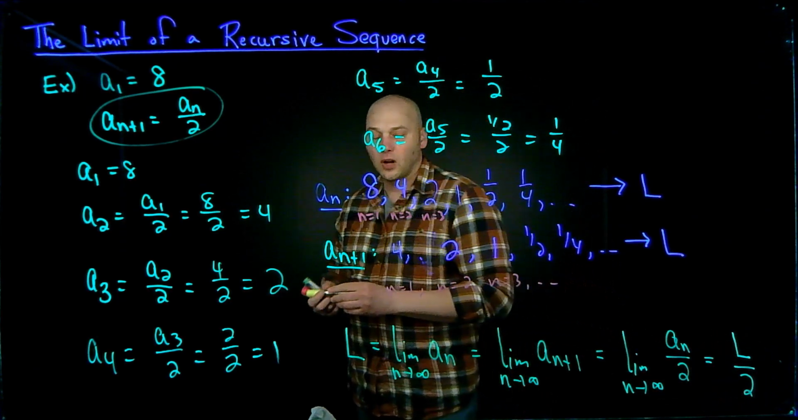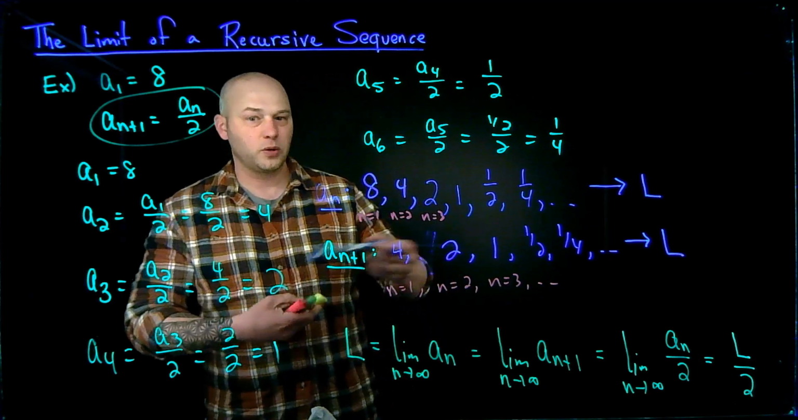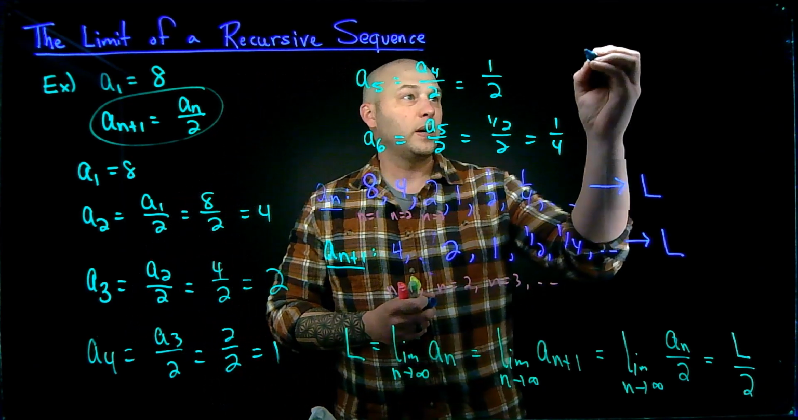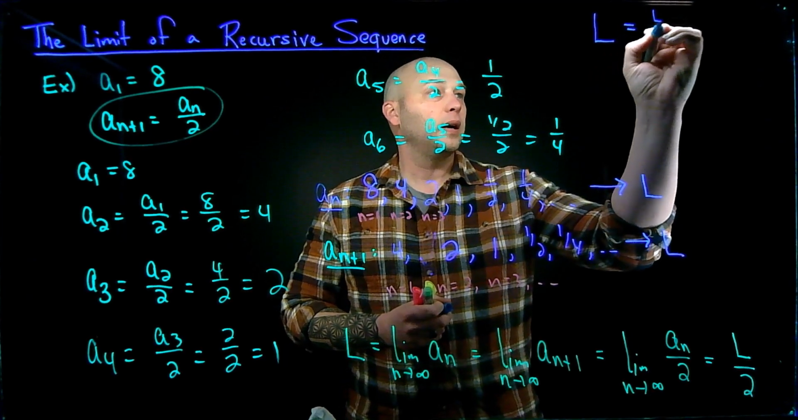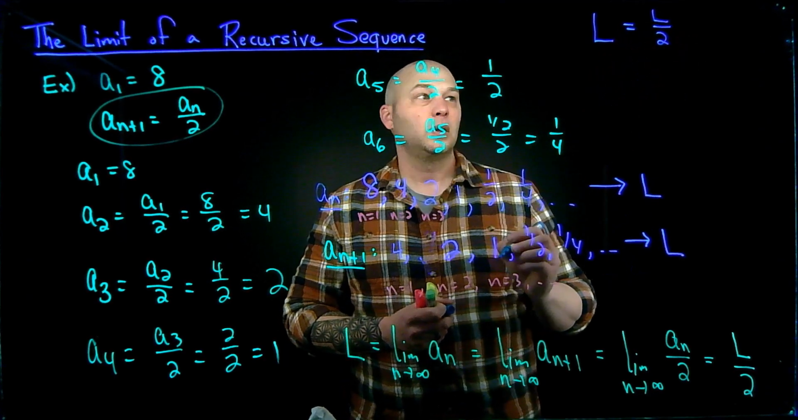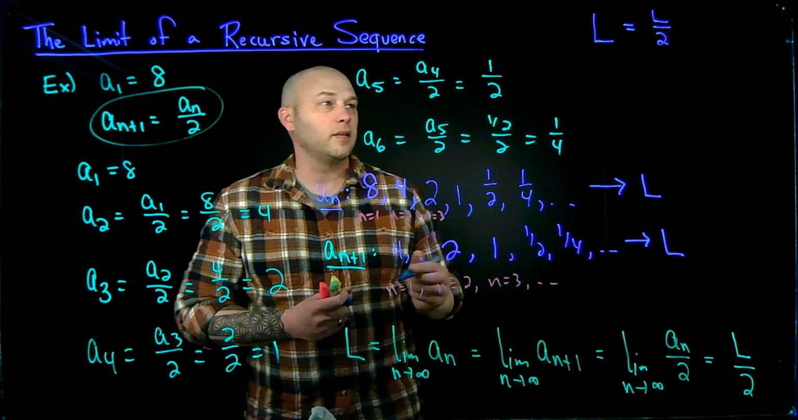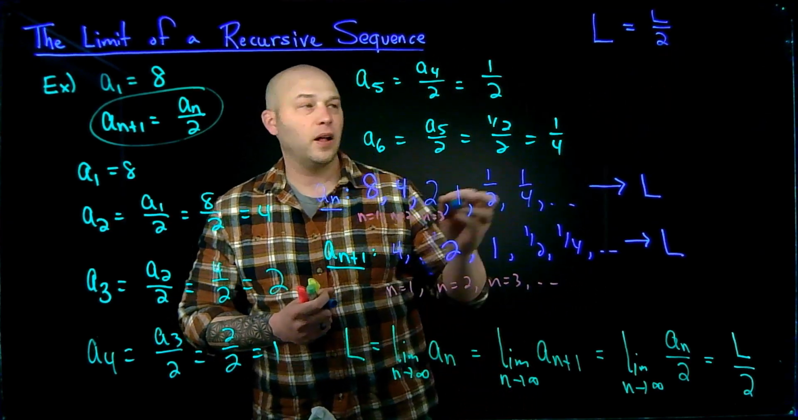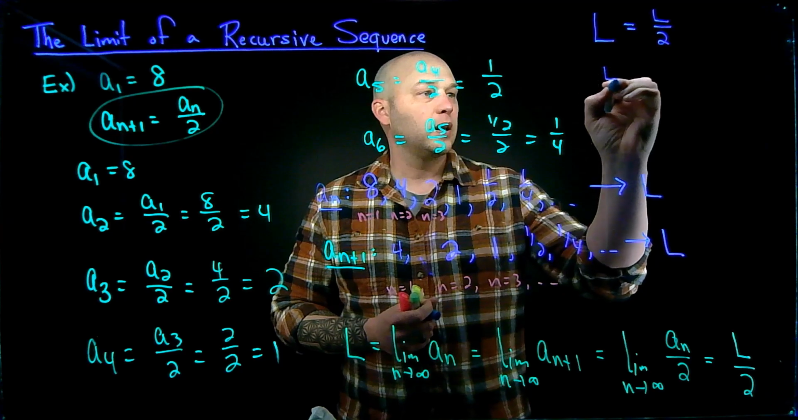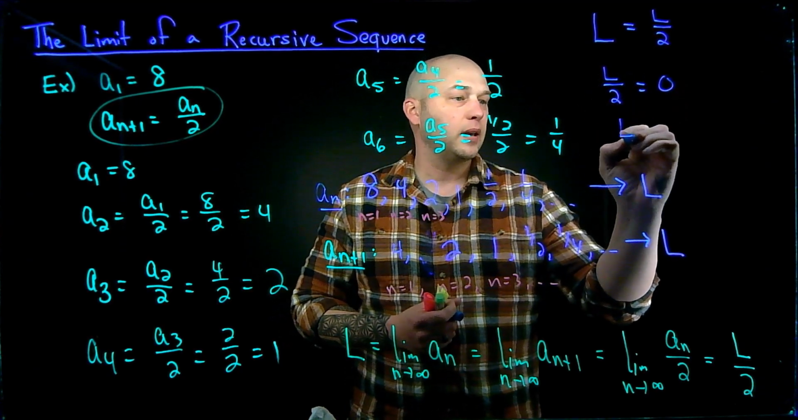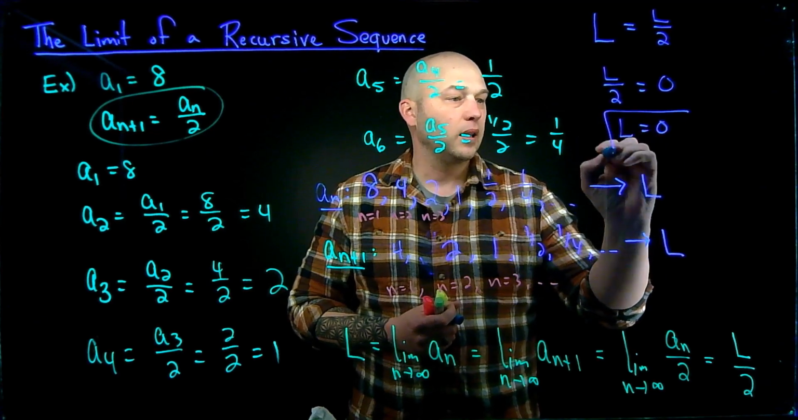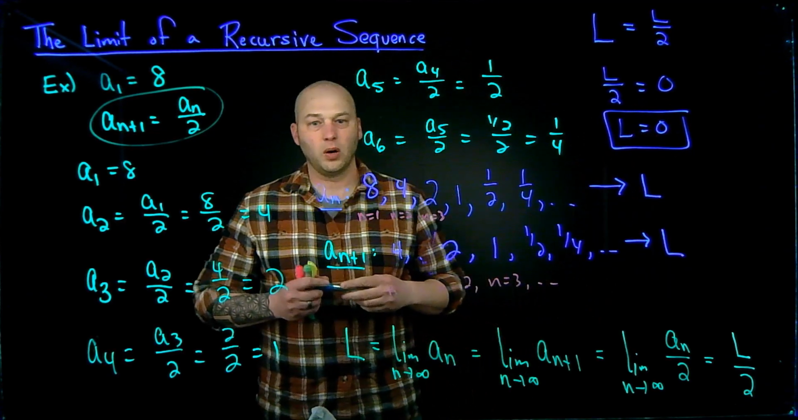Now we have to solve the following equation. Let me put it up here just so I can have everything on the board. We now have the equation L is equal to L over 2. Of course, we could solve this a variety of ways. If I subtract 1/2 L from both sides, then I would get 1/2 L is equal to 0, and then multiply by 2, I get, as expected, the limit value is 0.